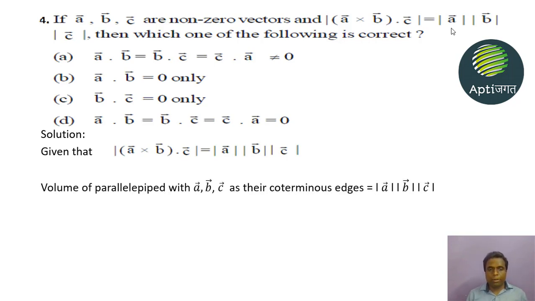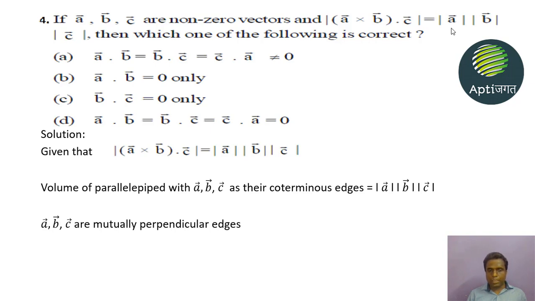So what does the scalar triple product mean? It is the volume of the parallelepiped formed with the three vectors. The scalar triple product is equivalent to the value of the geometrical parallelepiped with three vectors having coterminous edges, meaning they have one single terminal point from which vectors A, B, C emerge. So we know in a parallelepiped, if from that single point three sides emerge, then all three sides are perpendicular to each other.